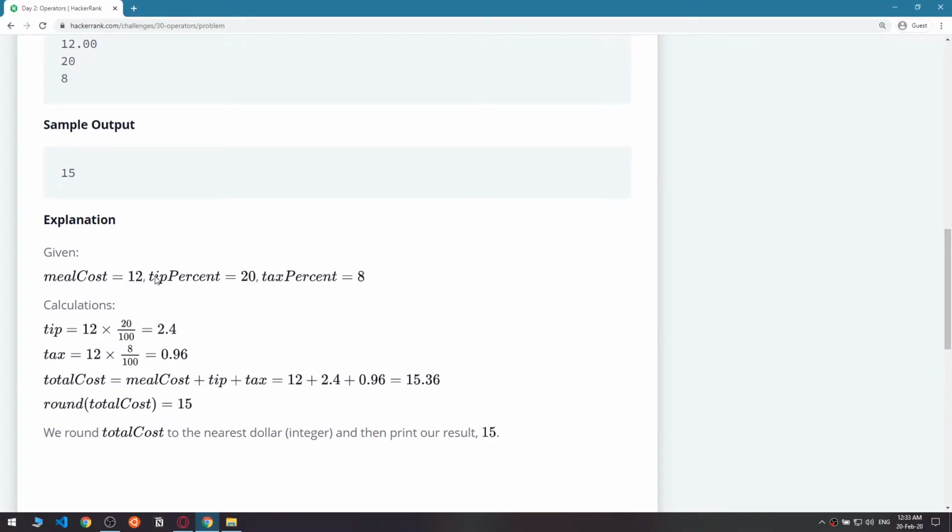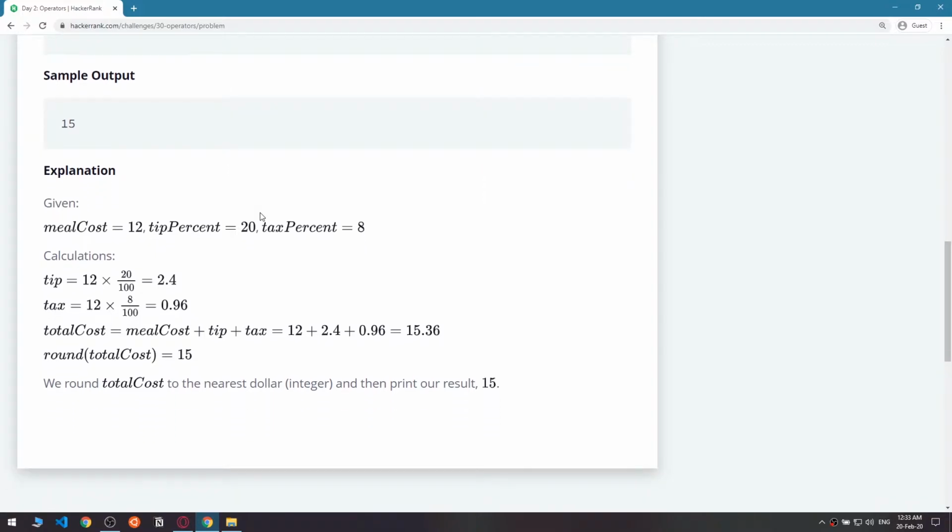Okay, so real cost equals 12, tip percent is 20%, and tax percent is 8. So the calculation would be the tip would be the real cost multiplied by 20 on 100 equals 2.4, let's say dollars, and then the tax rate is 8. So the meal would be 12 multiplied by 8 on 100 equals 96 cents.